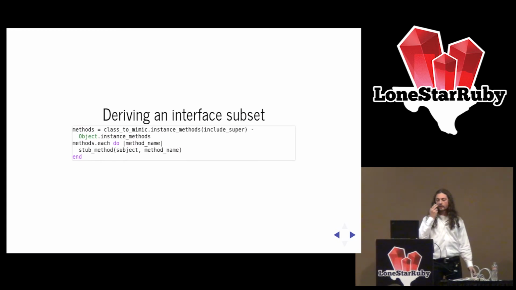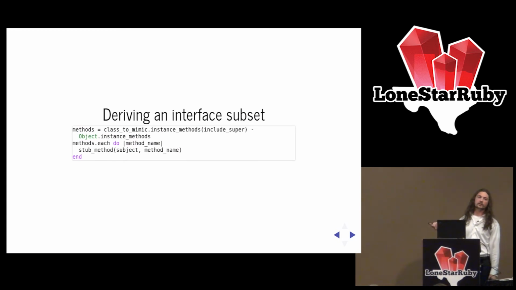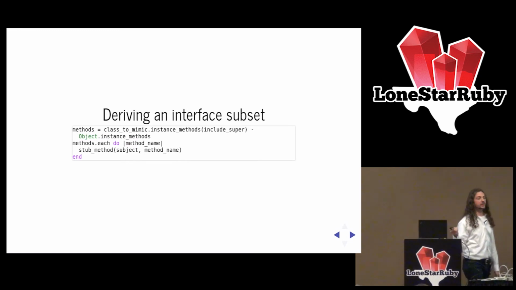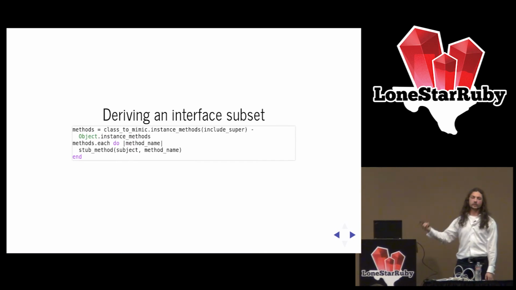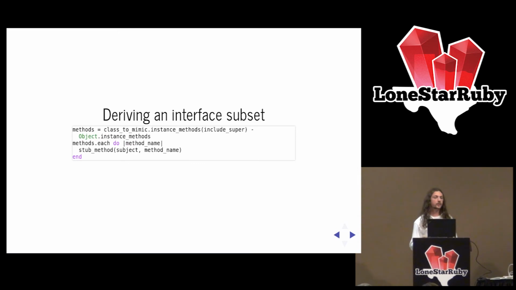So we put these two together, and we say, give me a list of methods, which is the methods defined on that class to mimic, minus the methods defined on object. And then we step through each of those methods, and we define a stub version of each. That's all there is to it.